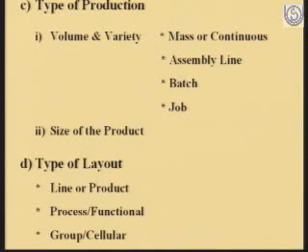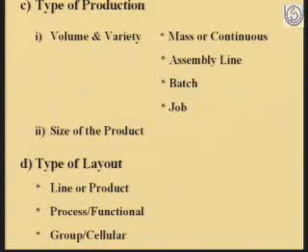Also in this category, size of the product is another factor. Some companies are manufacturing boilers, or some companies are manufacturing, say, turbines for thermal power plants, and some company is manufacturing a simple domestic fan. So there is a huge difference in the size, and that will also add complexity in various ways in the firm. Then types of layout: line or product layout.